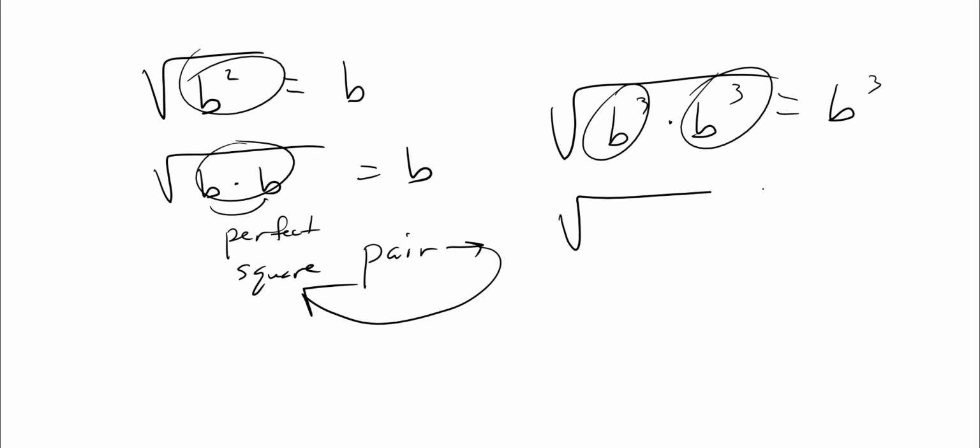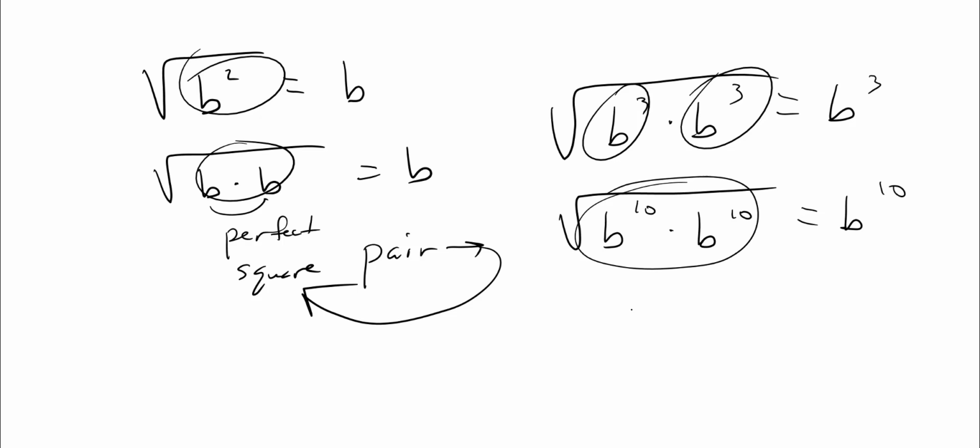So let's do a couple more. If I have the square root of b to the 10th times b to the 10th, that's a pair, and that's b to the 10th. So truly, what you do here, guys, if I'm doing a square root, think what b to the 10th times b to the 10th is. You guys should know that's b to the 20th. So the square root of b to the 20th is b to the 10th. So what you're doing is very, very simple. You're dividing that number by 2 because it's the square root.